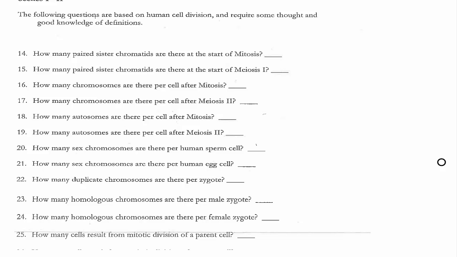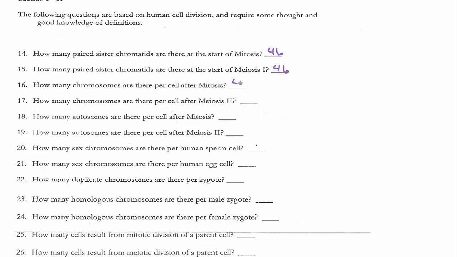How many paired sister chromatids are there at the start of mitosis? Basically, we have all the chromosomes. They're paired. You have both sister chromatids for each of the chromosomes. So how many pairs? We would have 46. How many paired sister chromatids are there at the start of meiosis? Also 46. Nothing's changed.